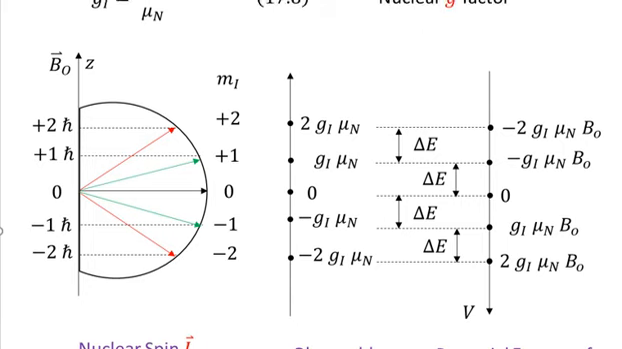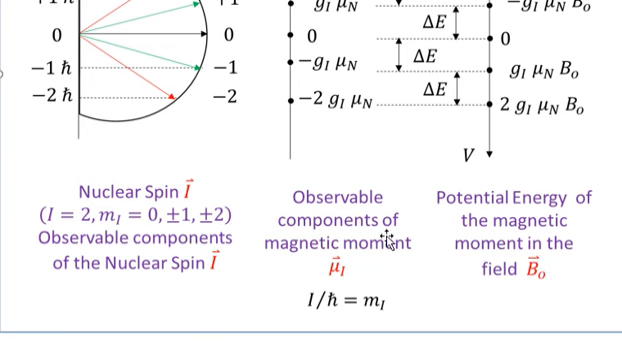Now you see that in the middle figure, I have given the observable components of the magnetic moment mu I. And you know that mu I is related to I. So here you can write that the z component of I over h bar is equal to mI. You can define mI from one of the previous equations, because the z component of I can be defined as mI into h bar. So more precisely, you can write that the z component of I divided by h bar is equal to mI.